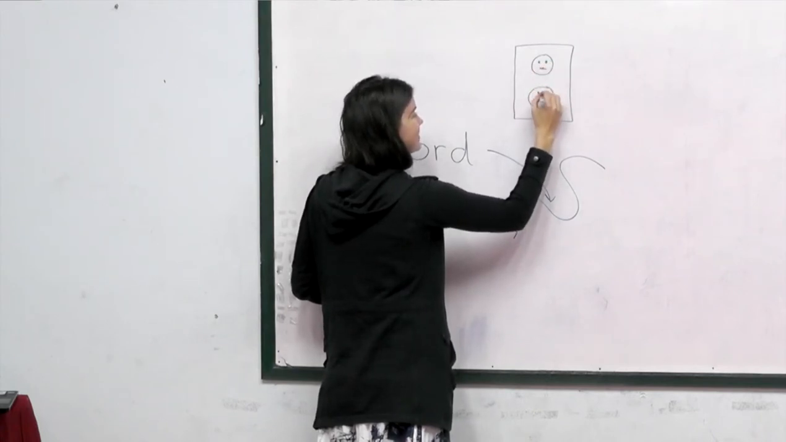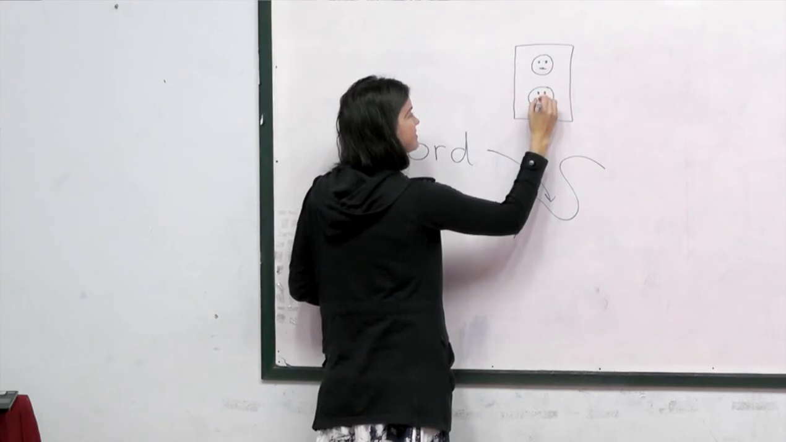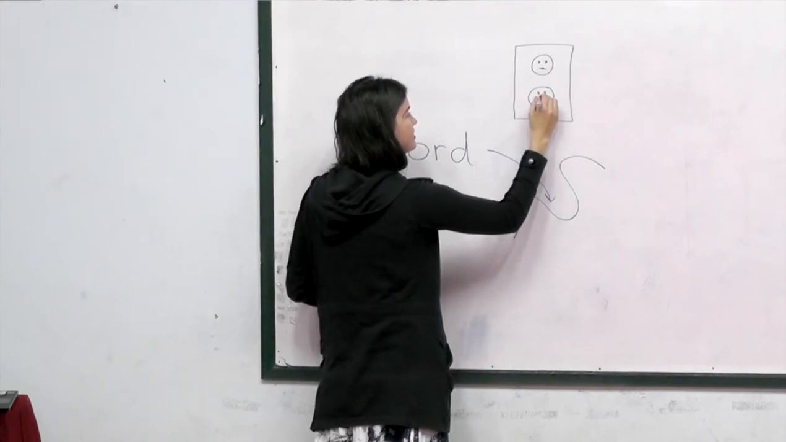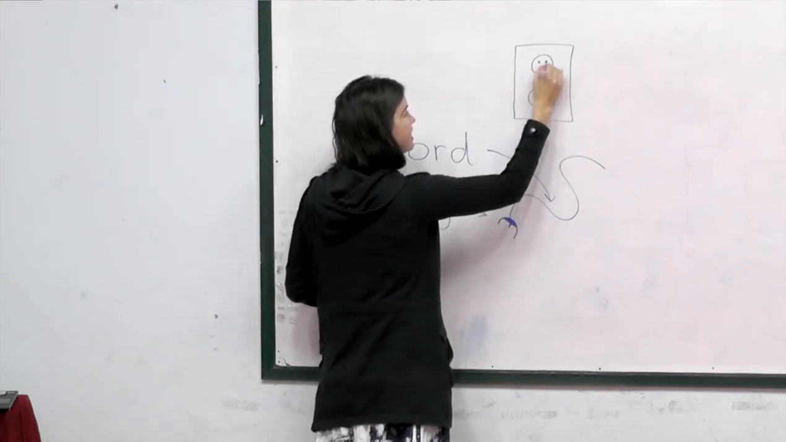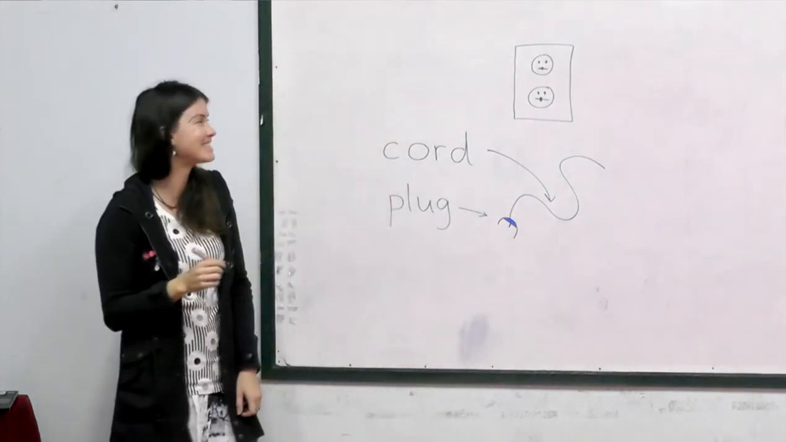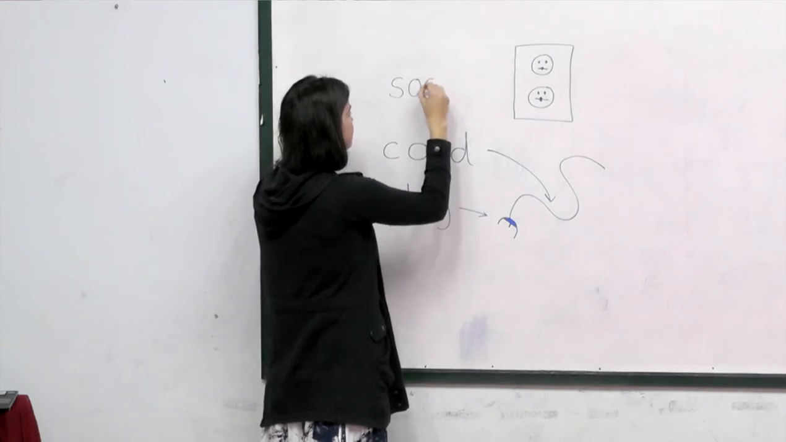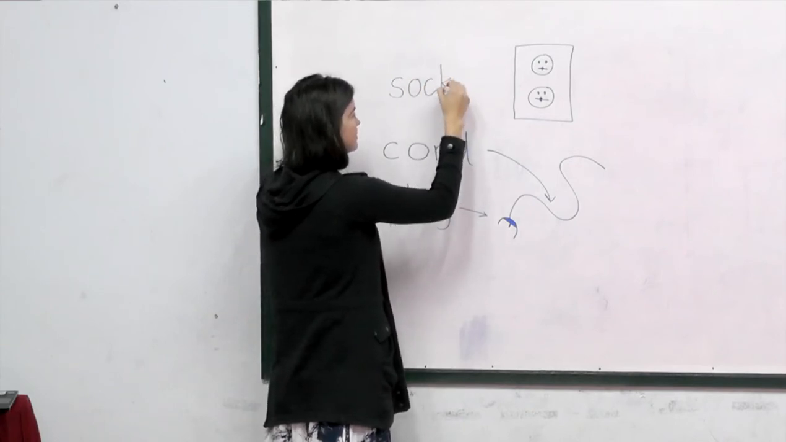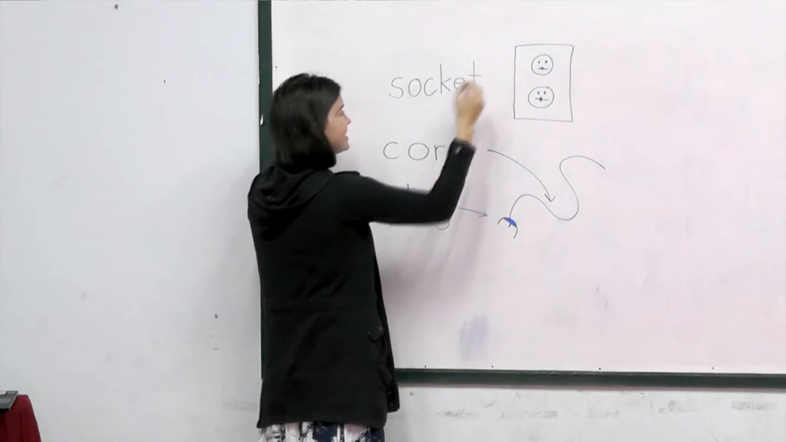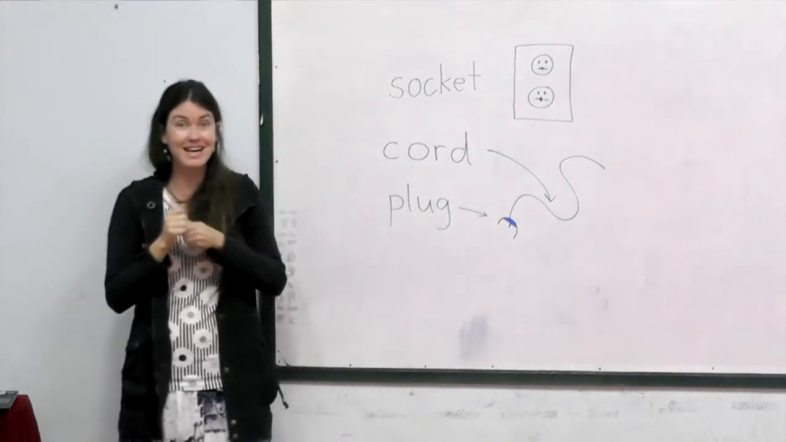And it does look kind of like a little face. There's different kinds of sockets. Sometimes they have a line. Sometimes they have a funny dot. They kind of look like a little face. Okay, here we go. S. Great job. This part is our socket.